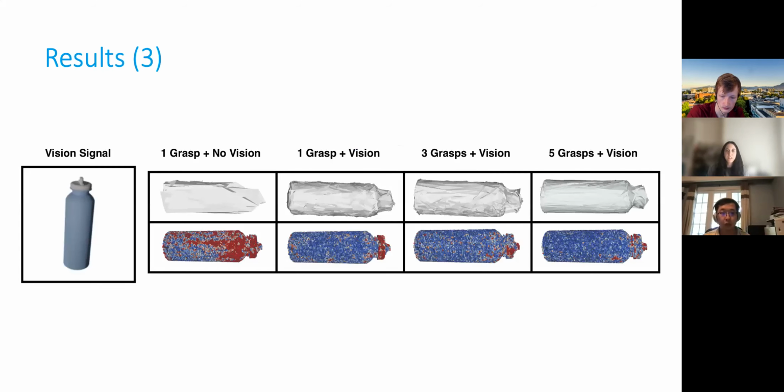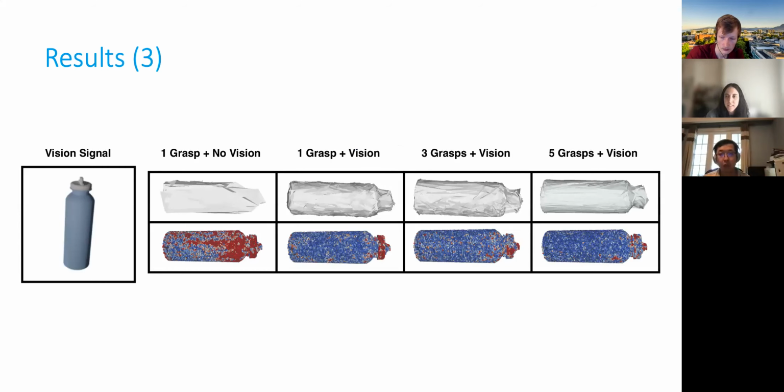So let's briefly look at some qualitative results. What I'm showing here on the left column is the input vision signal. Then from left to right, we have the reconstruction using no vision with a single grasp. Then we add vision with a single grasp, and we keep adding the number of grasps coupled with vision. The first row is the object reconstruction. The second row depicts the error around the surface of the object.